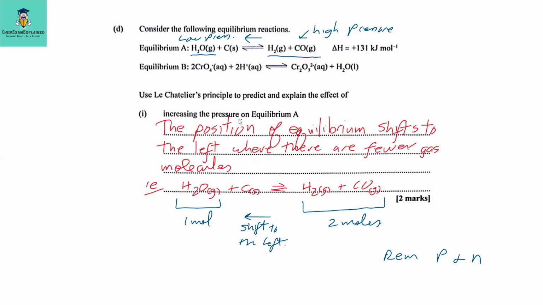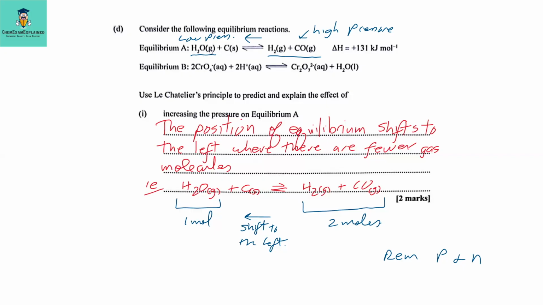Increasing the pressure on equilibrium A. Now the first thing I want to note is that we have gas as our state symbol here and solid. So the solid would not contribute to the pressure. Here we have 1 mole of steam on the left hand side, and we have 1 mole of H2 gas and 1 mole of carbon monoxide gas. So in total we have 2 moles of gases on the right hand side and 1 mole of gas on the left hand side.